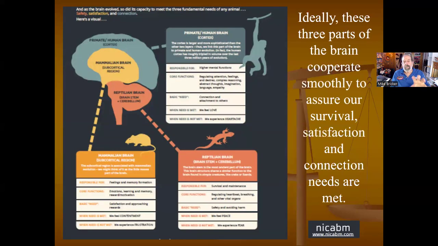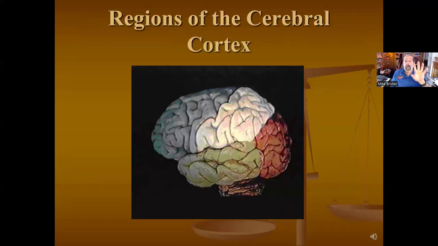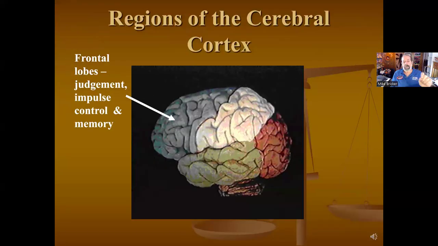Now, these three parts of the brain, ideally, are supposed to cooperate smoothly in order to assure our survival and to pursue satisfaction and to make sure that the needs, particularly connection needs, are met. So when we're looking at the cortex, which is the smart part of the brain, it has some different regions. One of them is the frontal lobes, right up here behind your forehead. It's called the prefrontal cortex. This part of the brain is responsible for judgment, impulse control, and memory, storing memory. It's also the seat of what we call social learning.